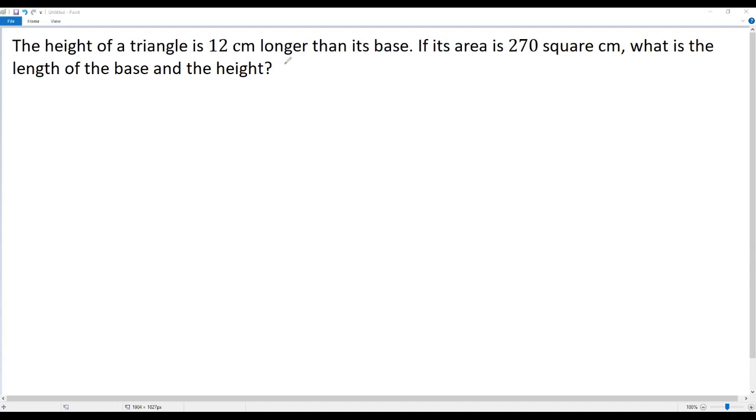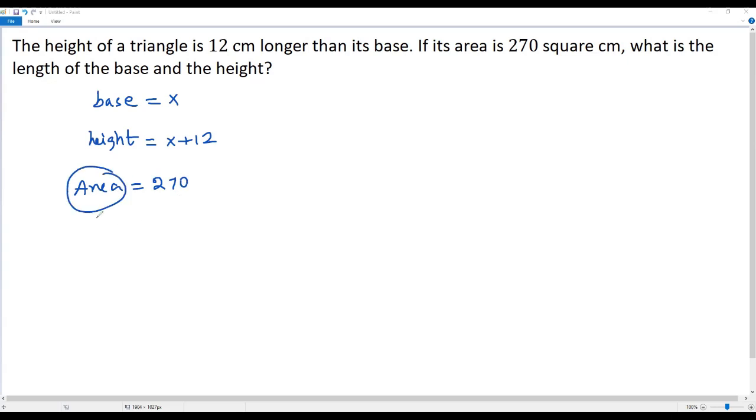Okay, the height of the triangle is linked to its base. So we can assume some variable for the base of the triangle. So I assume the base of the triangle as x. Then what is the height of the triangle? It has to be 12 centimeters more than its base. Since we have assumed x as the base, then the height has to be x + 12. And the area of the triangle is given, that is 270 square centimeters.